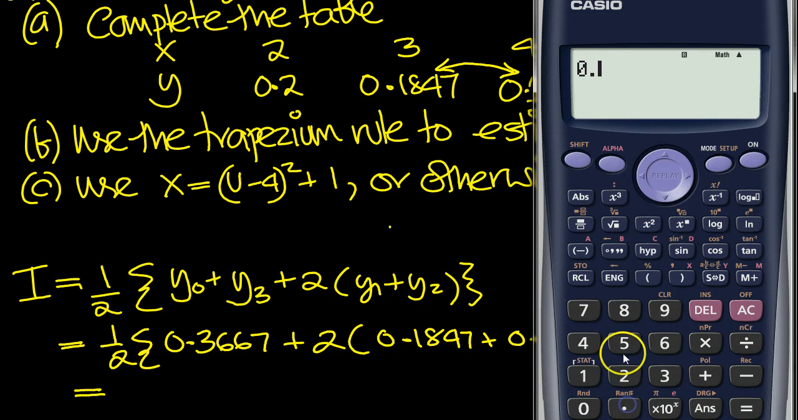So it's 0.5 times bracket 0.3667 plus 2 times bracket 0.1847 plus, and it was 0.1667, wasn't it? Because it was a sixth. Close bracket, close the brace bracket, equals, get the decimal, 0.535, isn't it, to 3 dp?